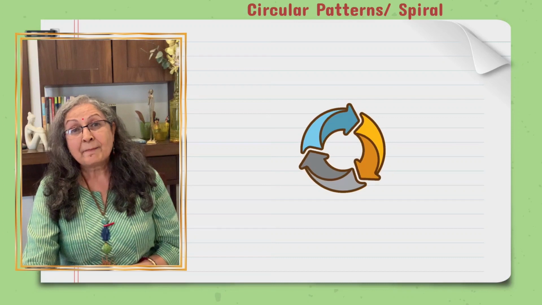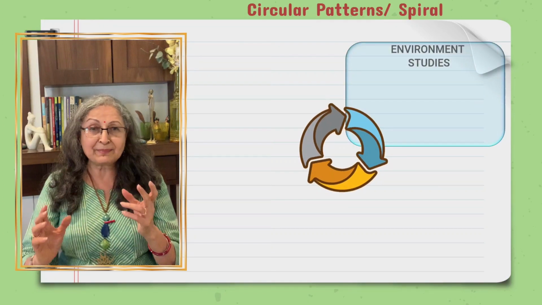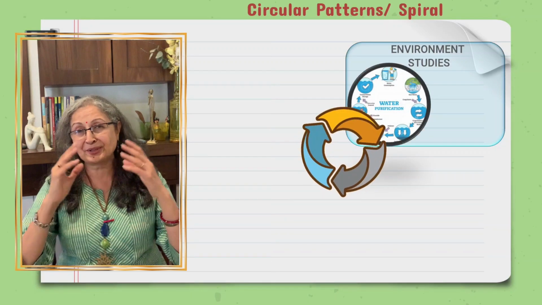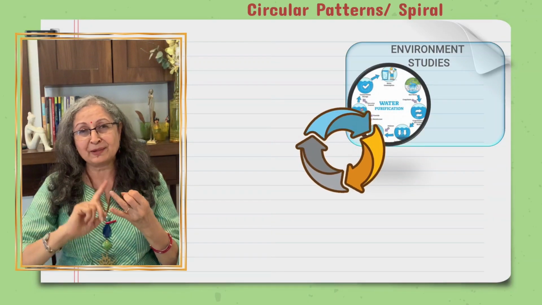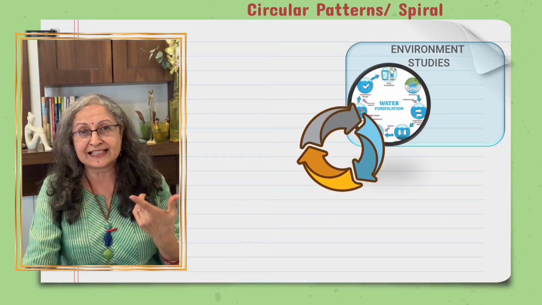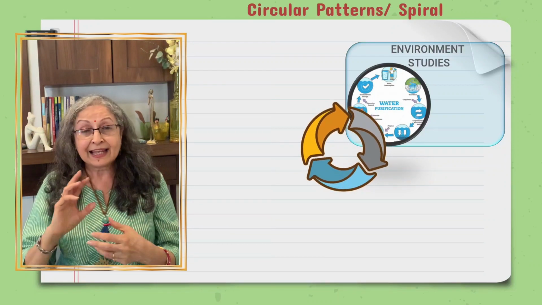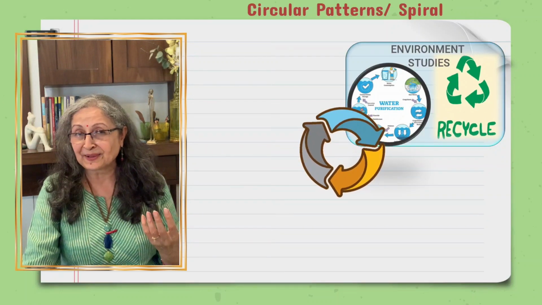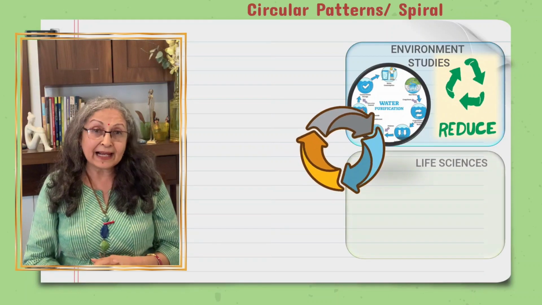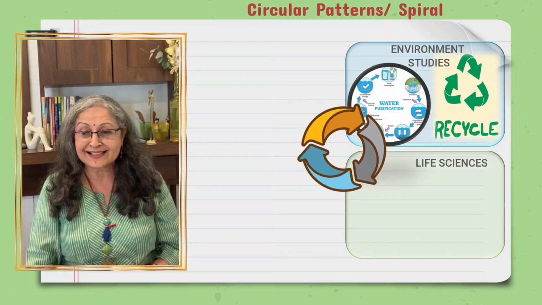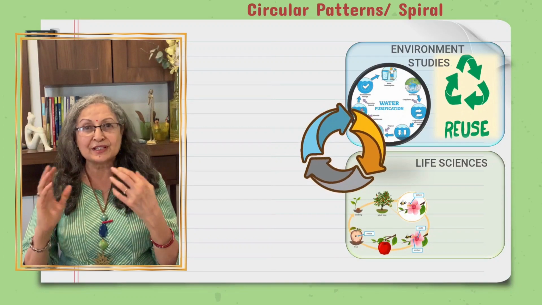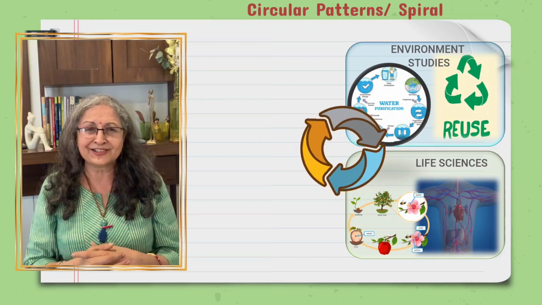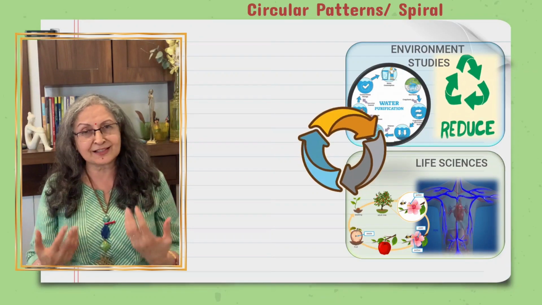Let's begin by taking the idea of environmental science or EVS. We have a water cycle and so many other cycles there: butterfly cycle, plant life cycle, and everything which is in a cycle, with no beginning and no end. Reduce, reuse and recycle, all of that is also in a cycle. How about life sciences? I've got two ideas here. One is from botany, which is the plant life cycle and the flowers, and the other is from zoology, biology actually, which is the circulation of blood.